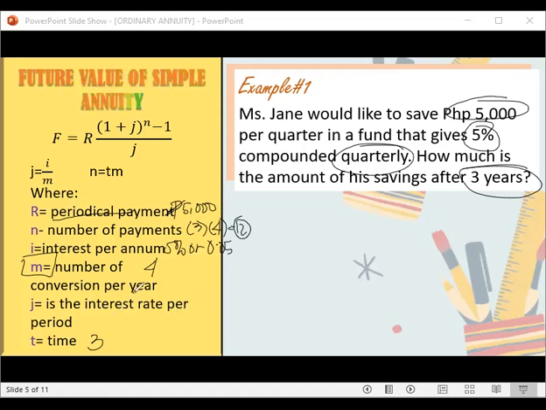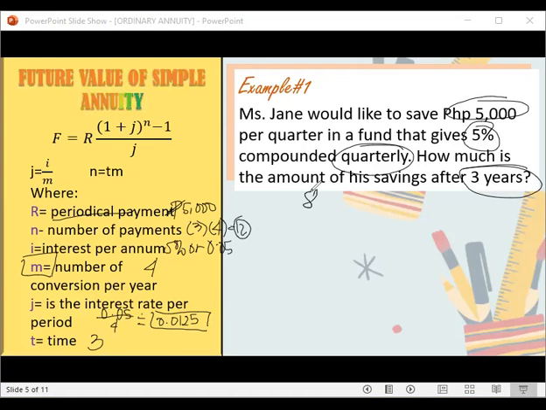So, yung N mo ay 12. Next, paano naman kunin yung J? So, ang gagawin mo lang po para makuha yung J is I over M. So, your I is 0.05 and your M is 4. So, 0.05 divided by 4, the answer is 0.0125. So, ito na yung J mo. Okay na tayo sa step 1. We have completed the step 1. So, lahat ng given, nakuha na natin.